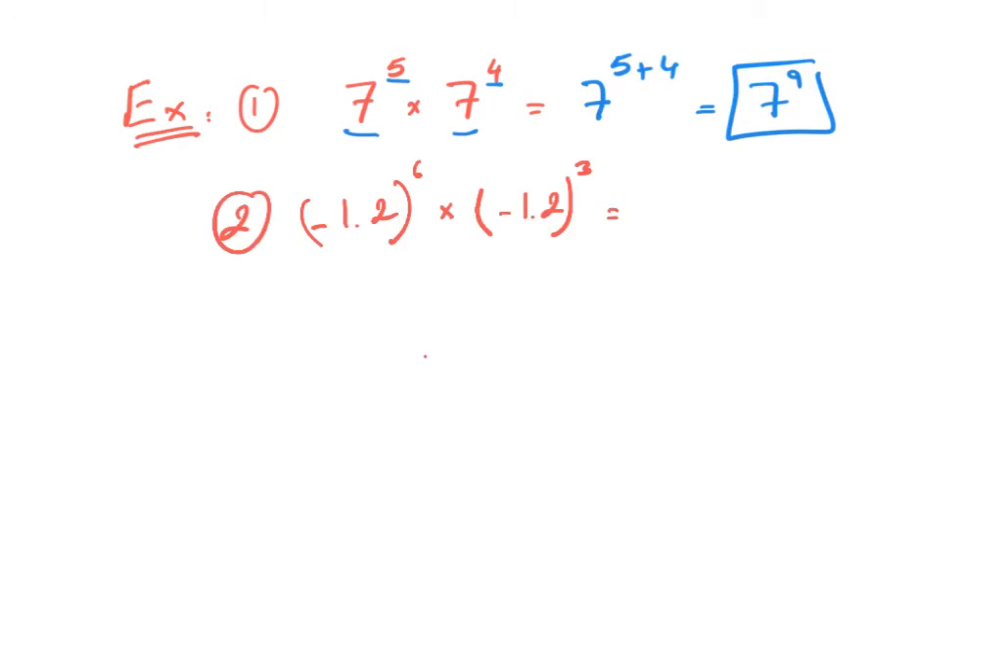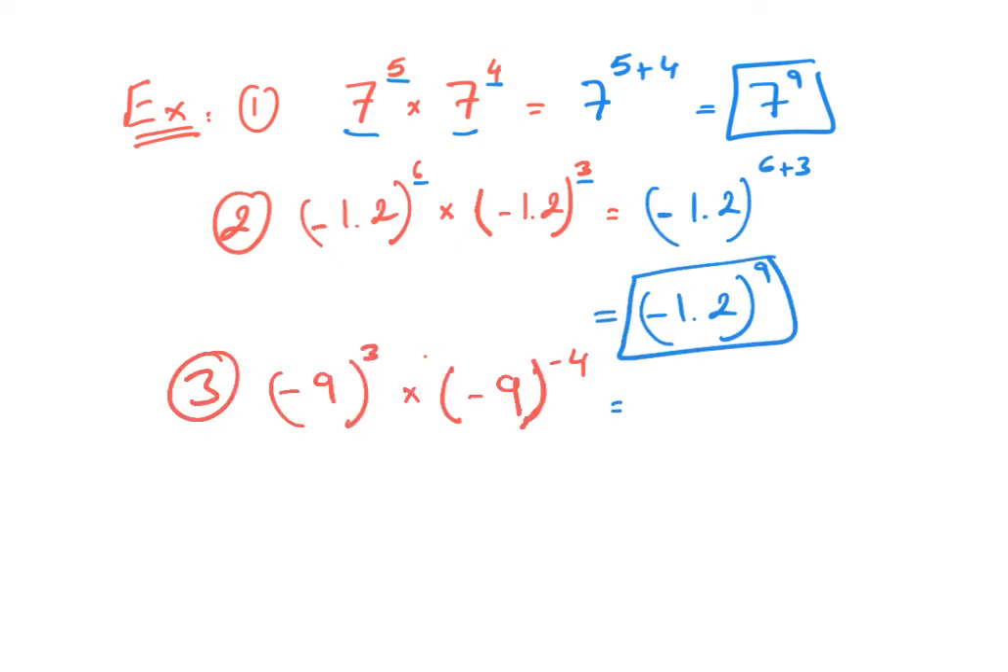So I got this example here for number 2. We get negative 1.2 to the 6th power times negative 1.2 to the 3rd power. So again, we're multiplying like bases. We're going to keep the base, which is the same, negative 1.2, and then we're going to add the exponents. It's going to be 6 plus 3, and 6 plus 3 is 9, so negative 1.2 to the 9th power is the answer.